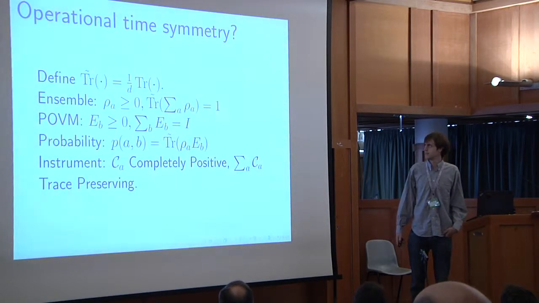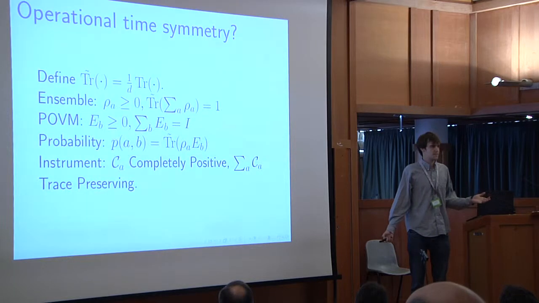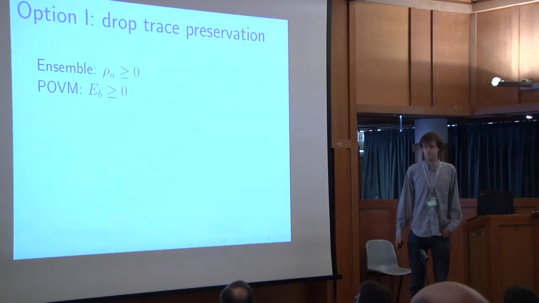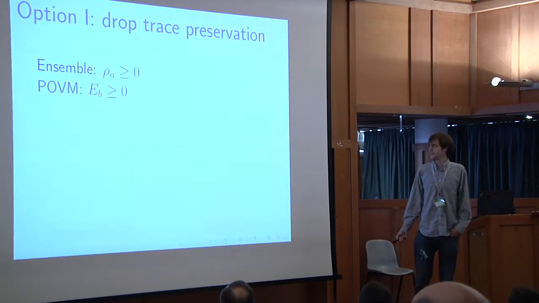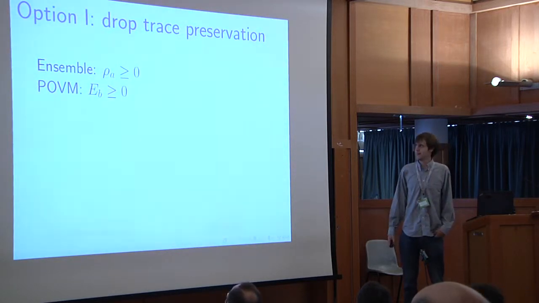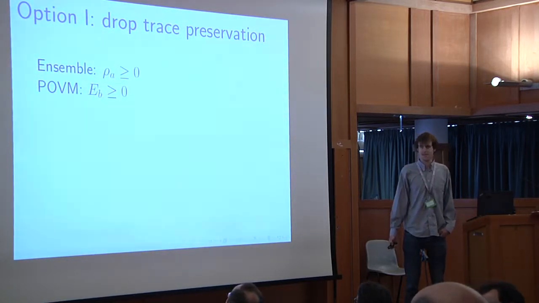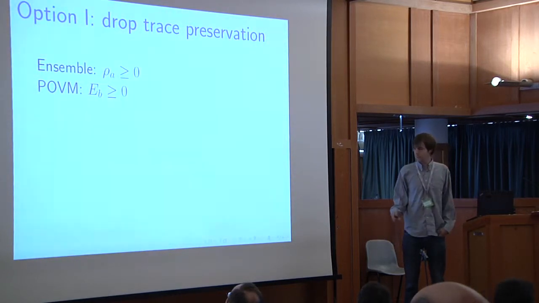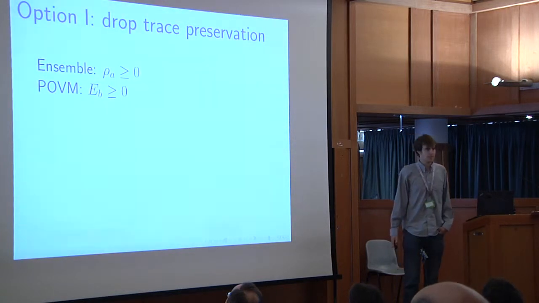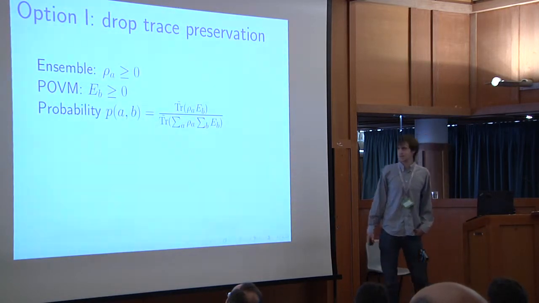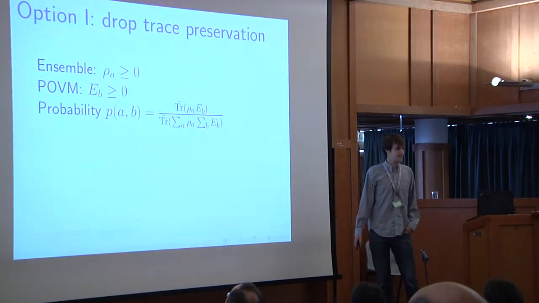So when you look at it that way, there are 2 obvious options to proceed if you want a time-symmetric formalism. The first would be to drop the trace preservation requirement. So now an ensemble is a collection of positive operators, and a POVM is a collection of positive operators. But now I probably still want the probabilities to sum to 1, so I'm just going to normalize them by hand.